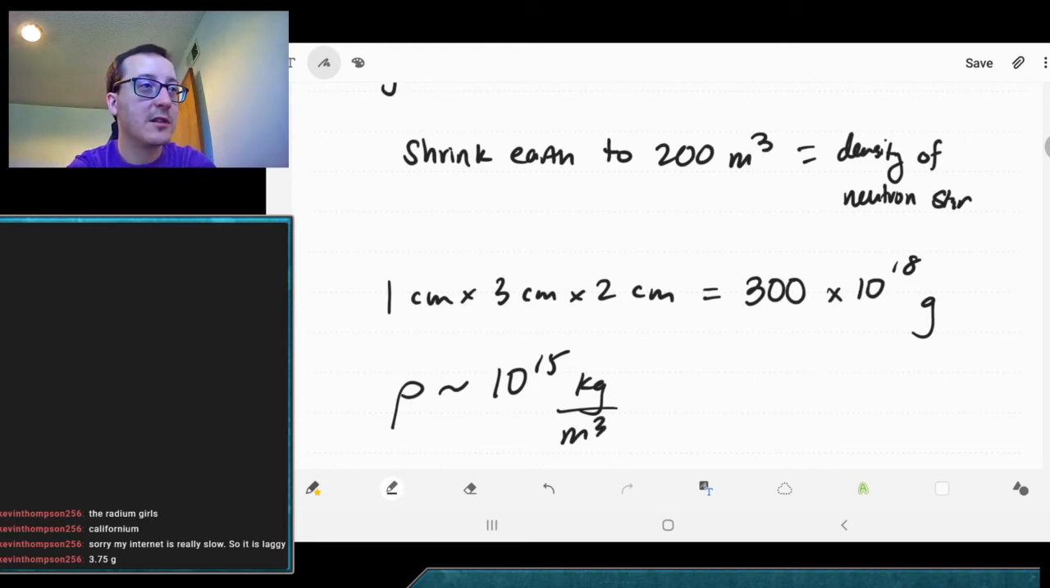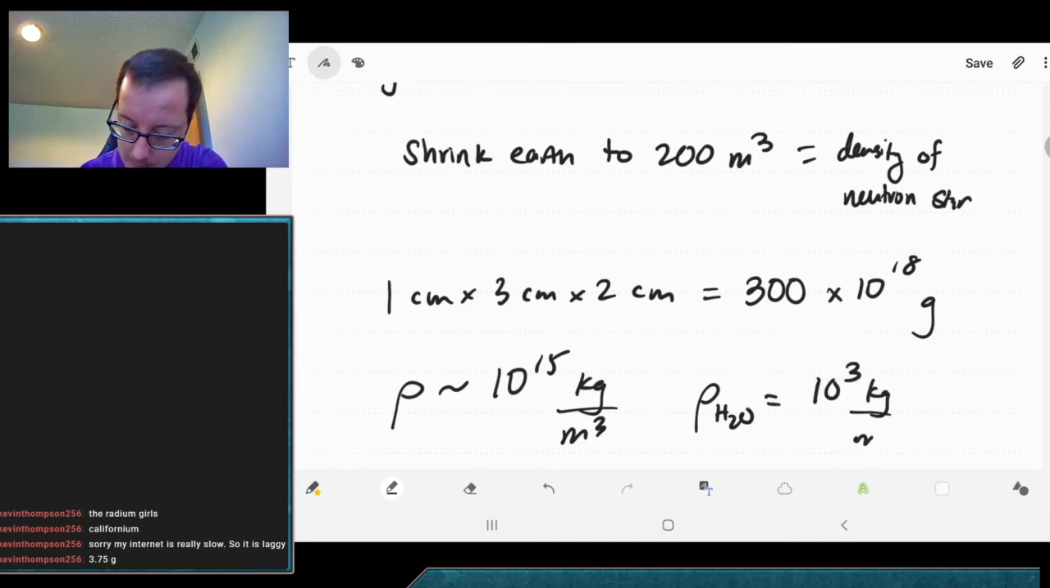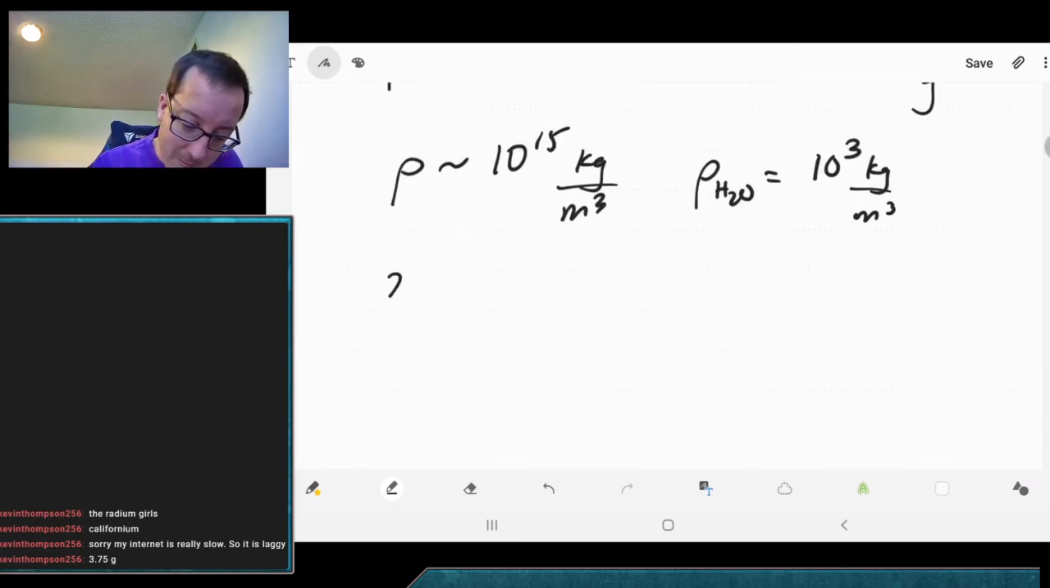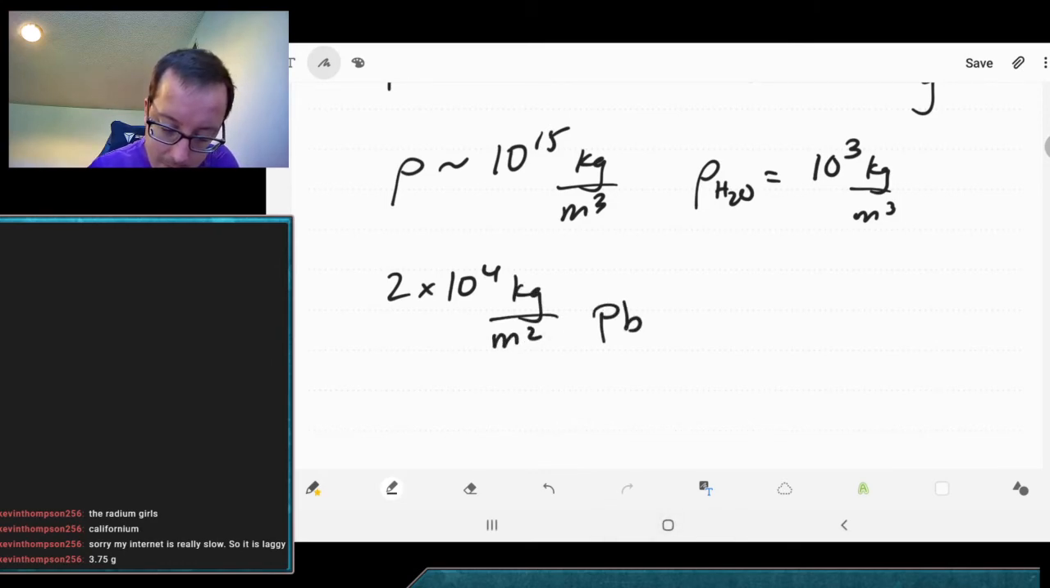So huge, huge, huge. Consider that water is 1,000 kilograms per cubic meter. The most dense substance that we have, elementally speaking, is roughly 20, so it's 10 to the fourth. So this is where we have lead, somewhere around there. So consider that the density of a neutron star is way, way, way more.